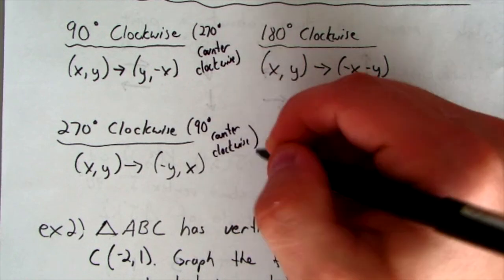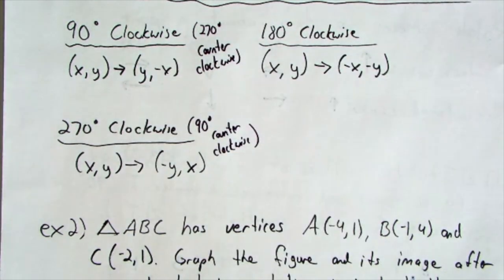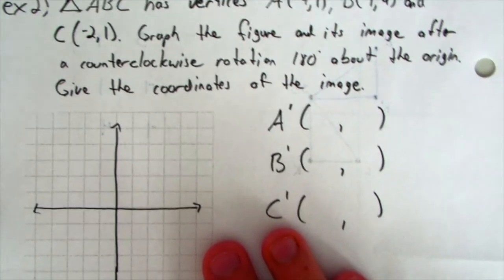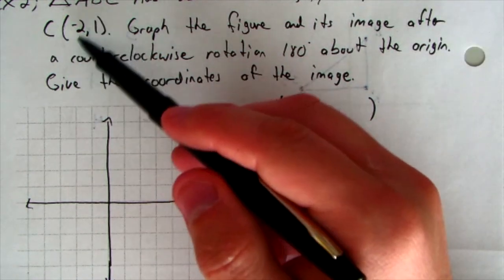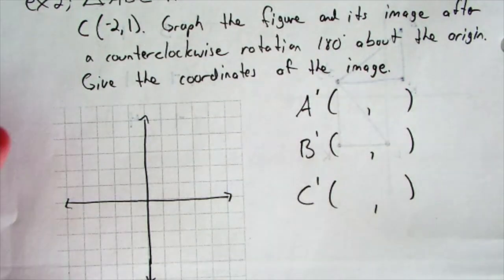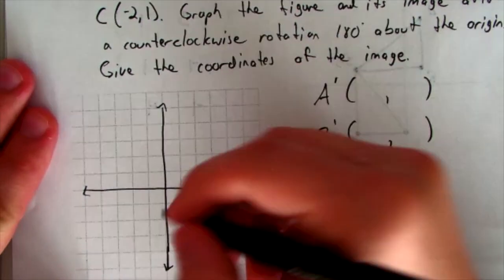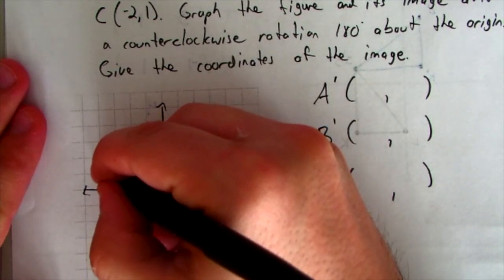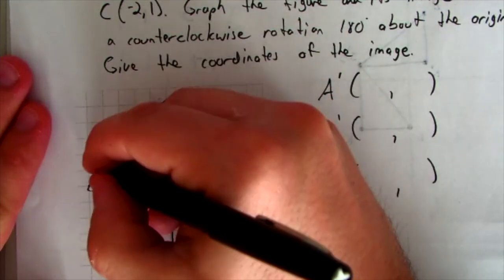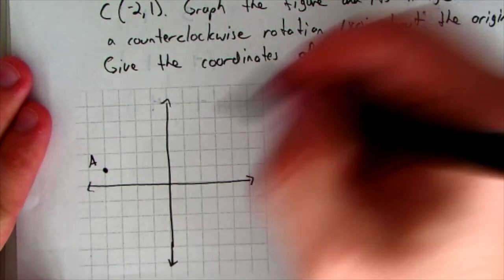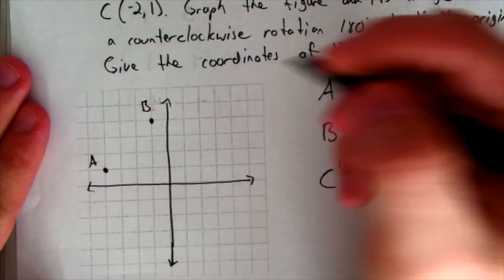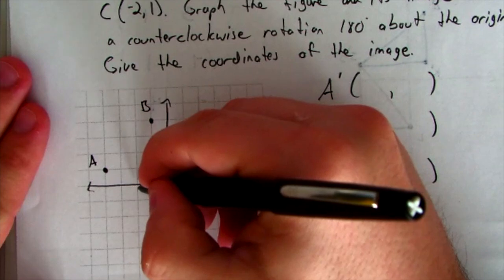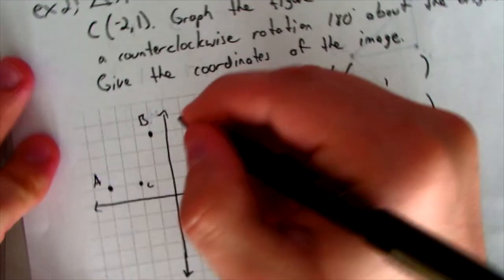So let's look at another example here to help us through this. Triangle ABC has vertices of A (-4, 1), B (-1, 4), and C (-2, 1). Graph the figure and its image. So first of all, let's do that. A is at (-4, 1). So here's A. B is at (-1, 4), which is way up here. And C is at (-2, 1). So here's C. So our triangle looks like this.